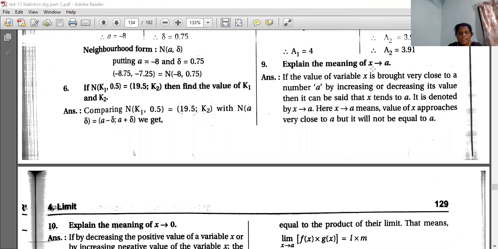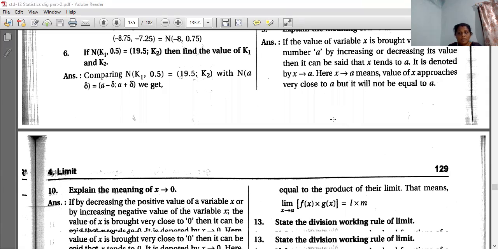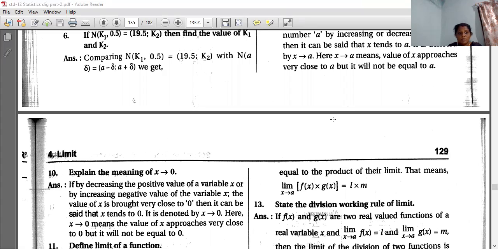Explain the meaning of x tends to a. If the value of the variable x is brought very close to a number a by increasing or decreasing its value, then it can be said that x tends to a. It is denoted by x tends to a. Here x tends to a means the value of x approaches very close to a, but it will not be equal to a. The meaning of x tends to a I had told you, right?